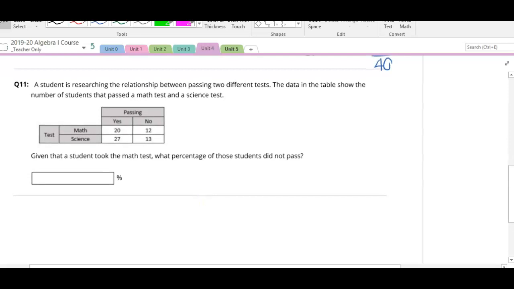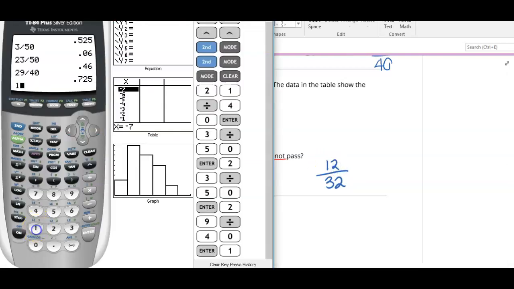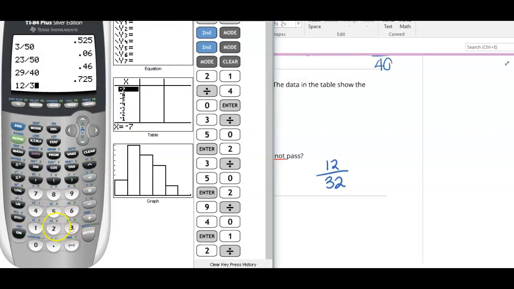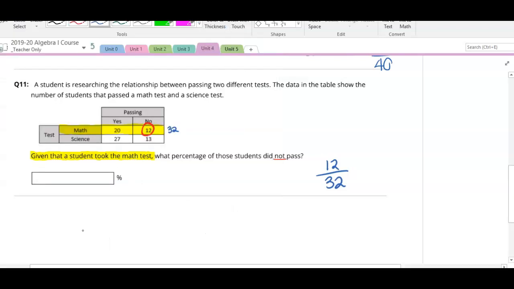Here's another two-way frequency table. And we have given that a student took a math test, so we're going to look just at the total number that took math. That total number is 32. So out of 32 students, what percentage of those did not pass? That would be 12 out of 32. Using the calculator, 12 out of 32 gives me 37.5.